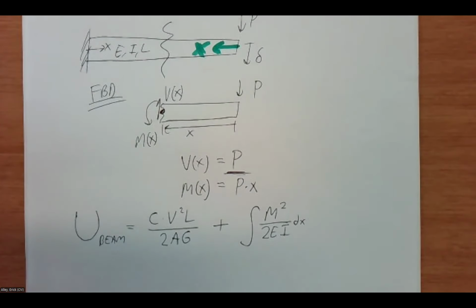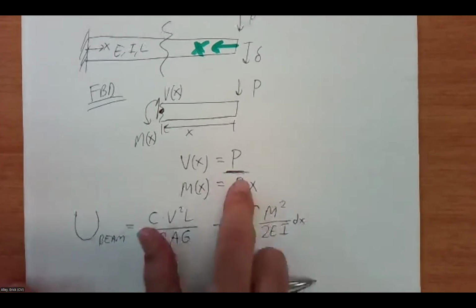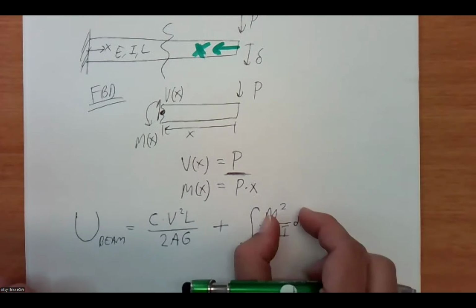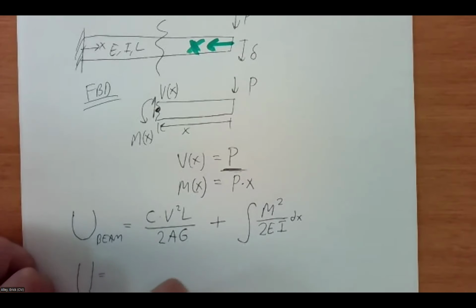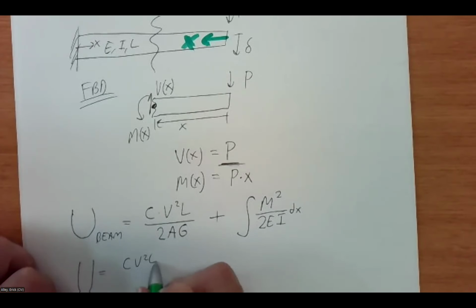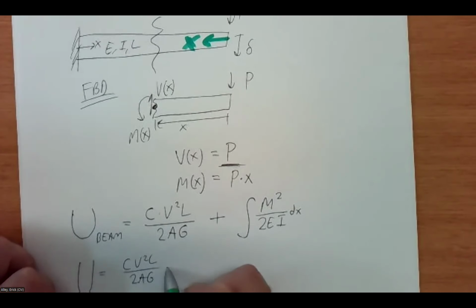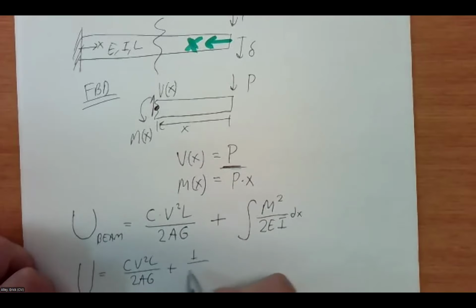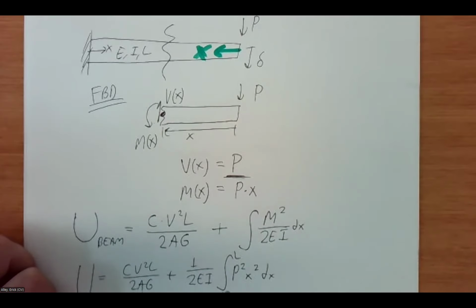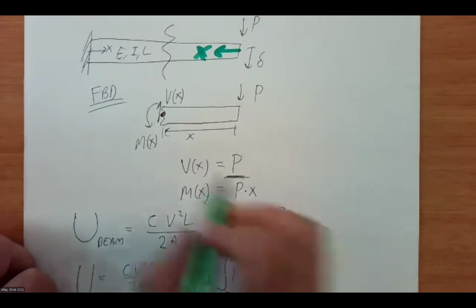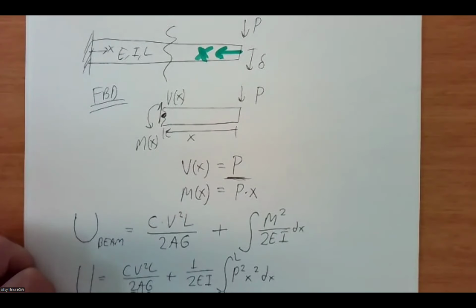Okay. And here's where we're really happy that we put x from the end that we kept, because we don't have to do an L minus x. I don't have to FOIL anything. I just do a multiplication. All right. So U is going to come out C V squared L over 2AG. And then I can take the 1/2EI right out and just integrate the M squared. So that's going to be P squared x squared dx, and that's going to be from 0 to L. Note we're dx, so we just go over the whole length for the beam.